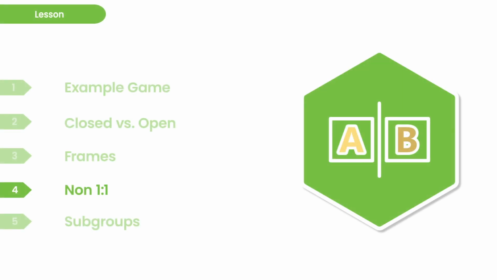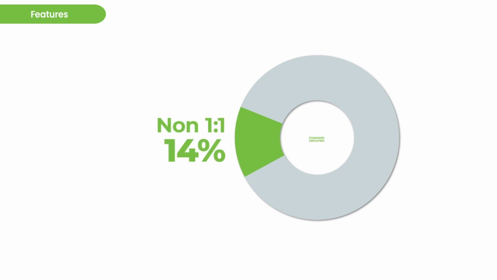The next thing to talk about is what happens if there's an uneven number of players to positions within the game. And while this is not super common, 14% of all standard grouping games have non-1-to-1 correspondence, meaning a different number of players to positions. It is something that you'll definitely want to pay attention to.